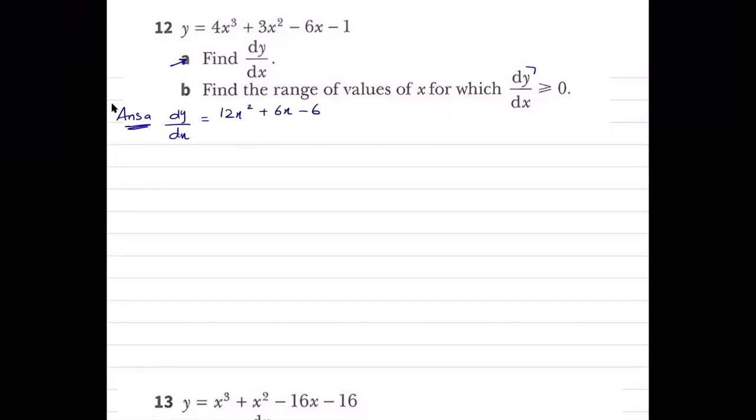Right. Now let's come to the second part. The second part says find the range of values of x for which the gradient function is greater than equal to 0. Okay, I'm going to note down this statement dy by dx greater than equal to 0 as it is. And if I ask you what is the gradient function, you are going to say, sir, 12x squared plus 6x minus 6 greater than equal to 0.